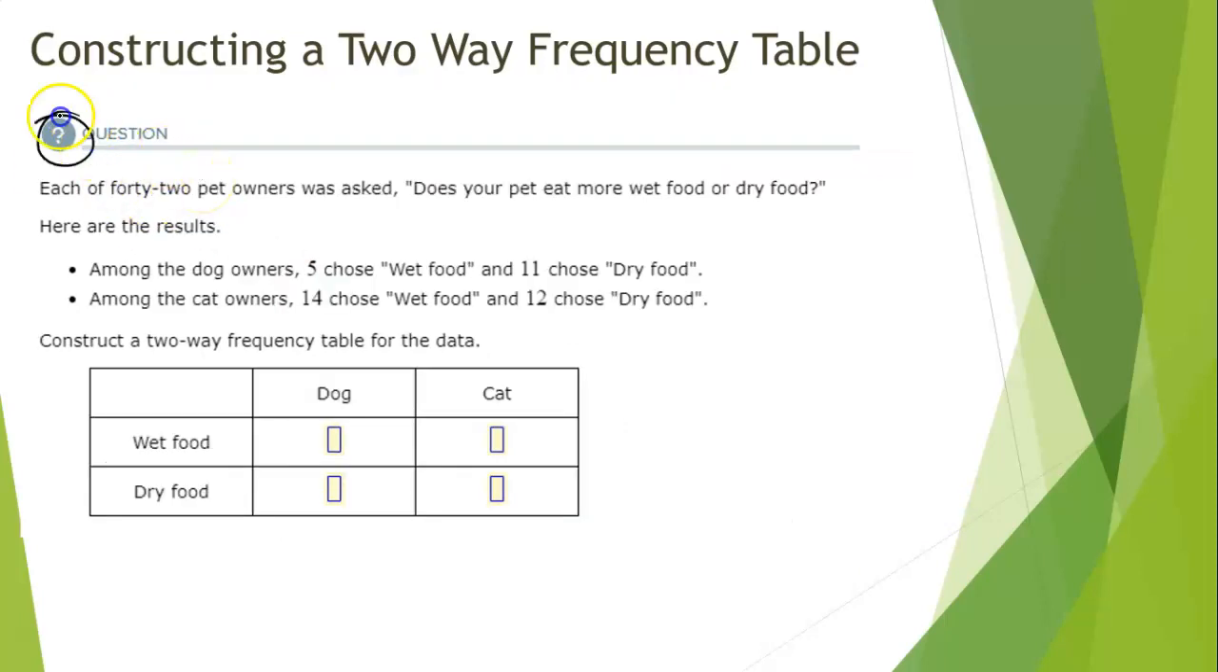You pause the video and see if you can fill this in on your own. Bonus points if you can fill in the totals on each side.